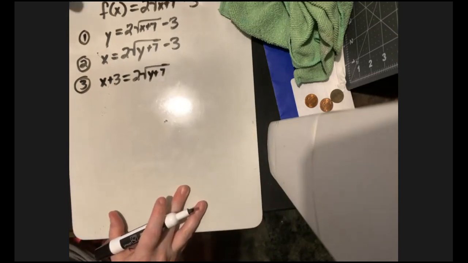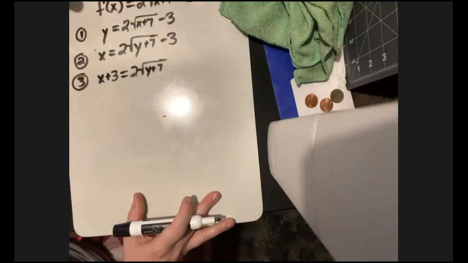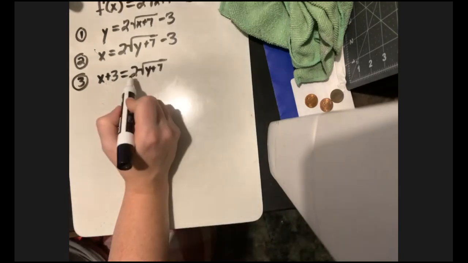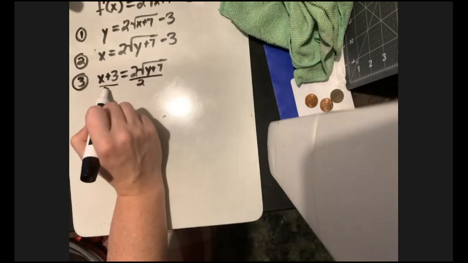Okay, so I'm going to add that 3 back over to the other side. Now, the next thing is I need to get rid of the 2. So we are going to divide the 2 off.